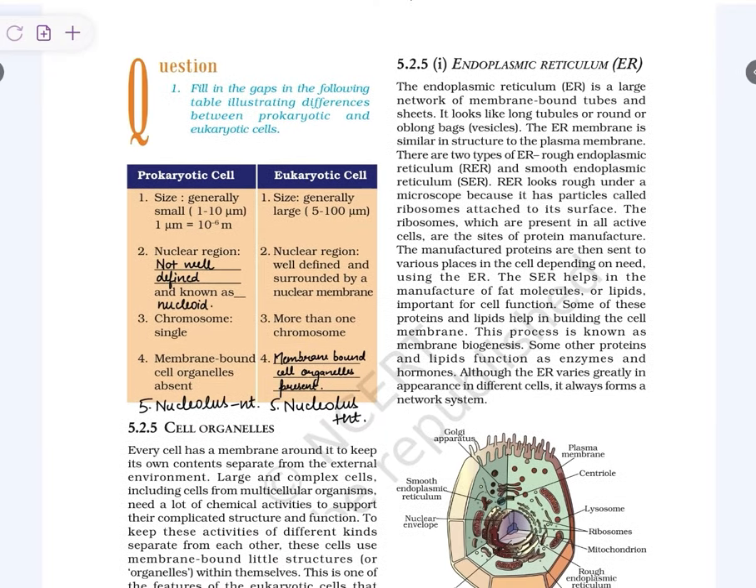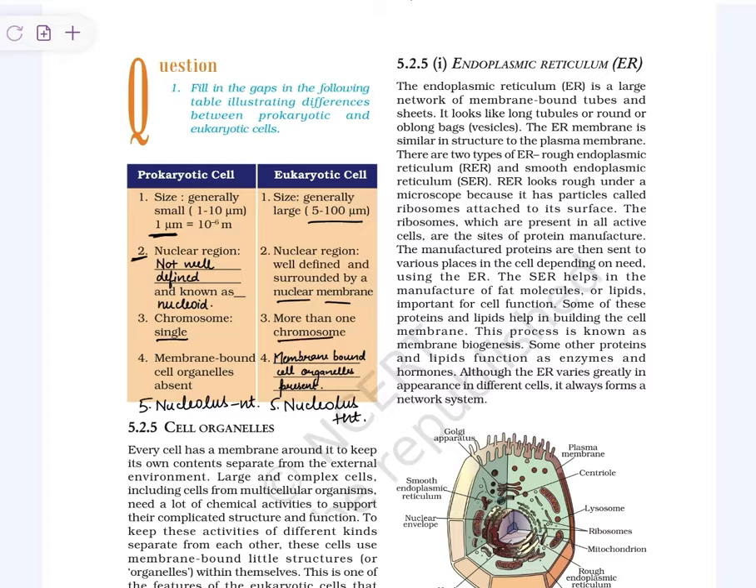So here it is given the difference between prokaryotic cell and eukaryotic cell. The prokaryotic cell size is 1 micrometer, but the eukaryotic cell is much larger, in the 5 to 100 micrometer range. In a prokaryotic cell, the nuclear region is not defined and is called the nucleoid. But in a eukaryotic cell, the nuclear region is well defined and surrounded by the nuclear membrane. And in a prokaryotic cell, there is a single chromosome, but in a eukaryotic cell, there are multiple chromosomes.